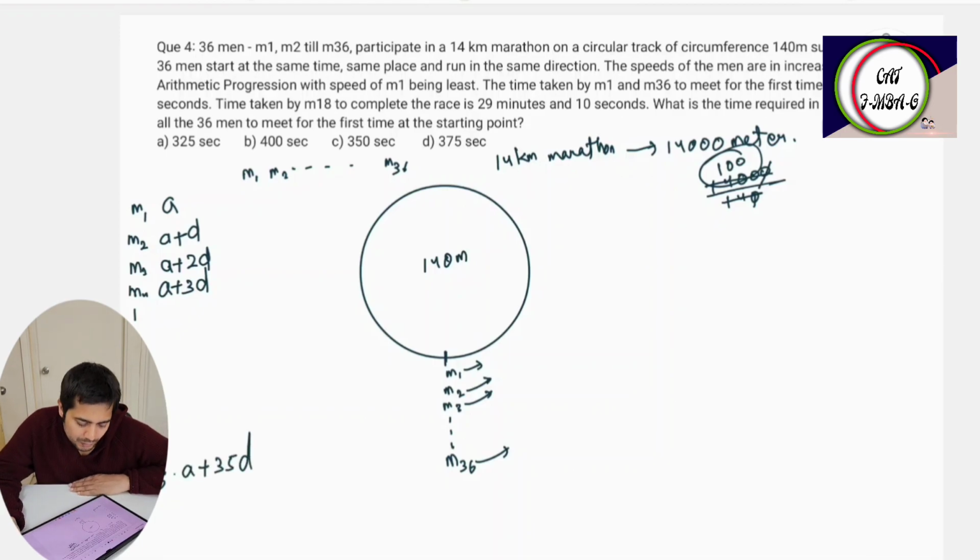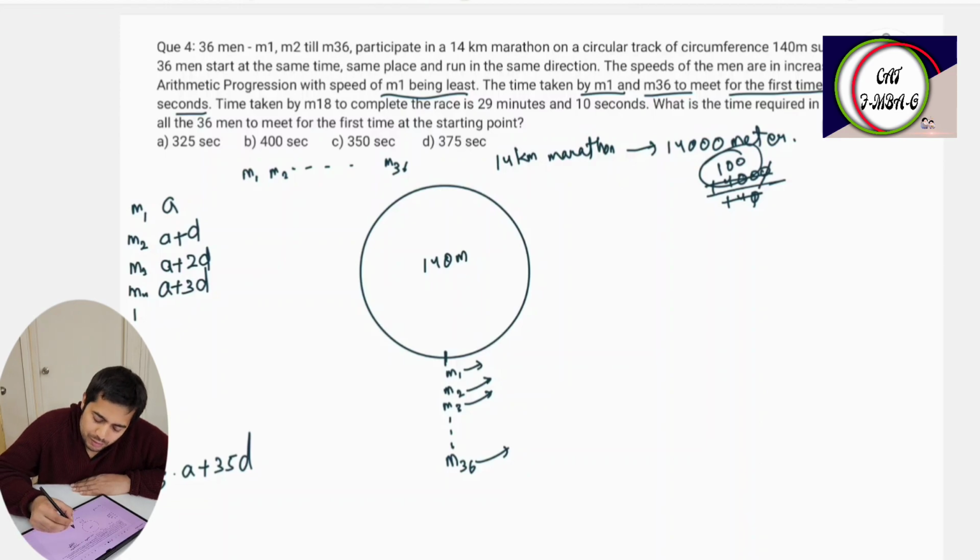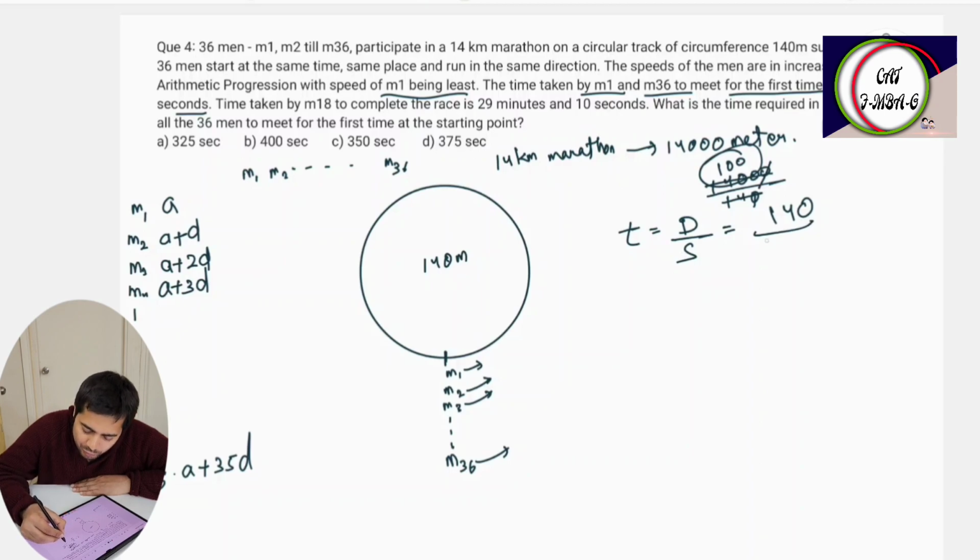Okay. With M1 being the least. The time taken by M1 and M36 to meet for the first time is 10 seconds. So when two people are moving on a circular track in the same direction, the time to meet for the first time is time equals distance upon speed, where distance is the length of the circular track, and speed is going to be subtracted.